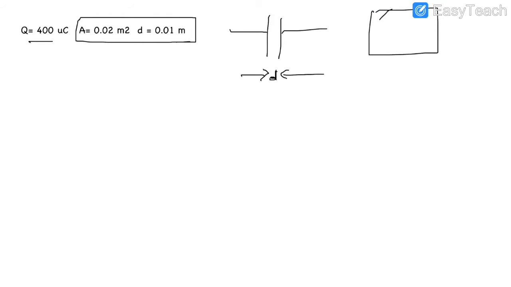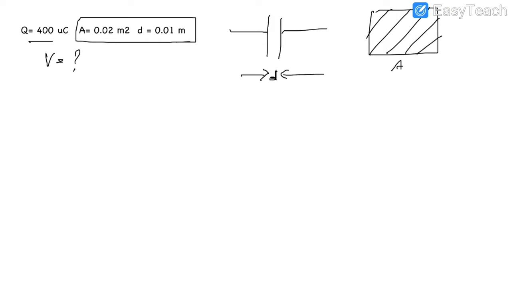A parallel plate capacitor, if you look at it, has two plates separated by a dielectric medium, and this distance between the plates is known as distance d. And if you look at it from the front, the parallel plate capacitor is going to have an area A. All right, so our objective here is to find the voltage.